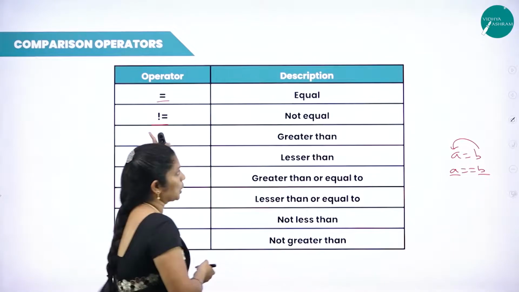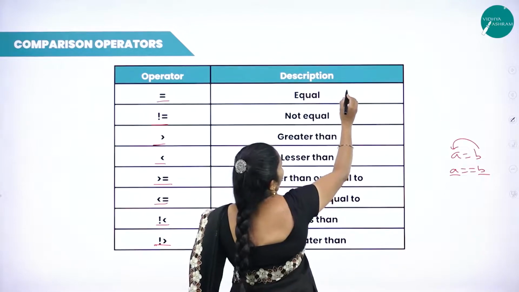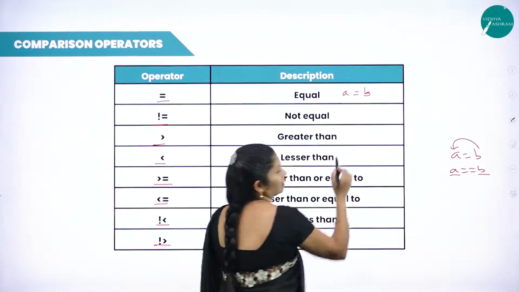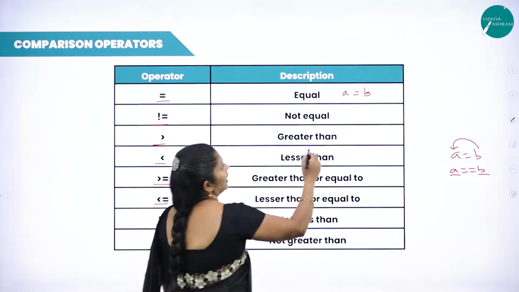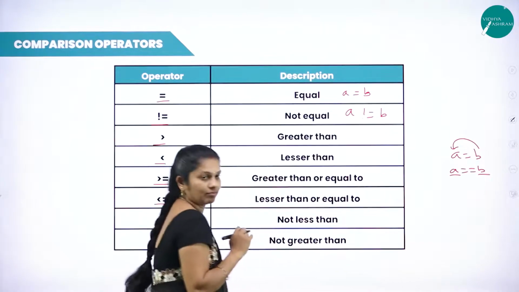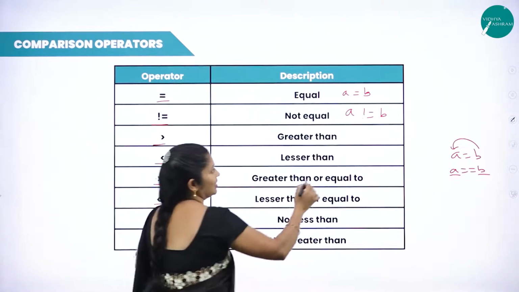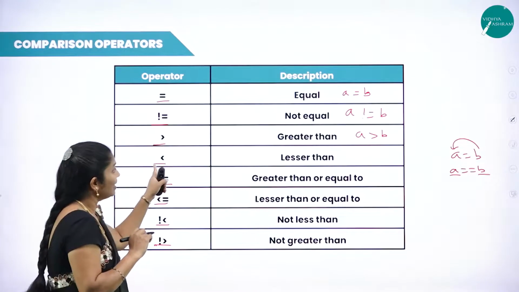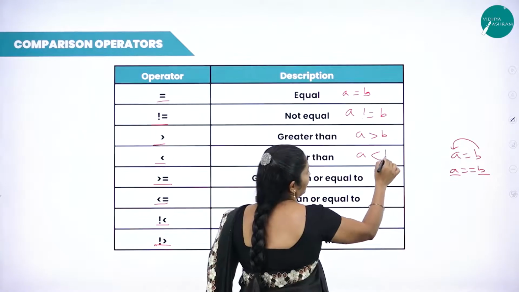Whereas here, equals, consider I have A equals 10, then it will show A equals to B. Both the values are the same here. That is the first one. Not equals, that is A is not equal to B. Then greater than, A is greater than B. Okay, next, in the same way, less than, A is less than B.